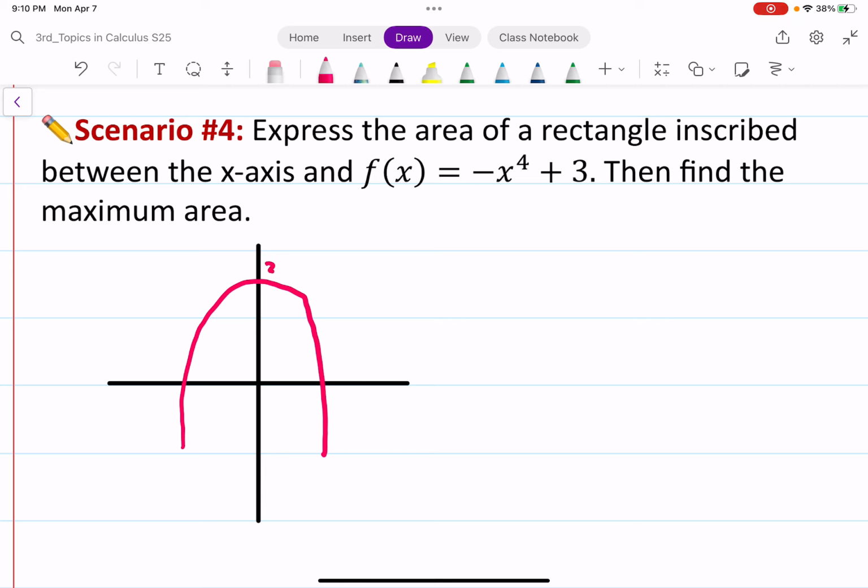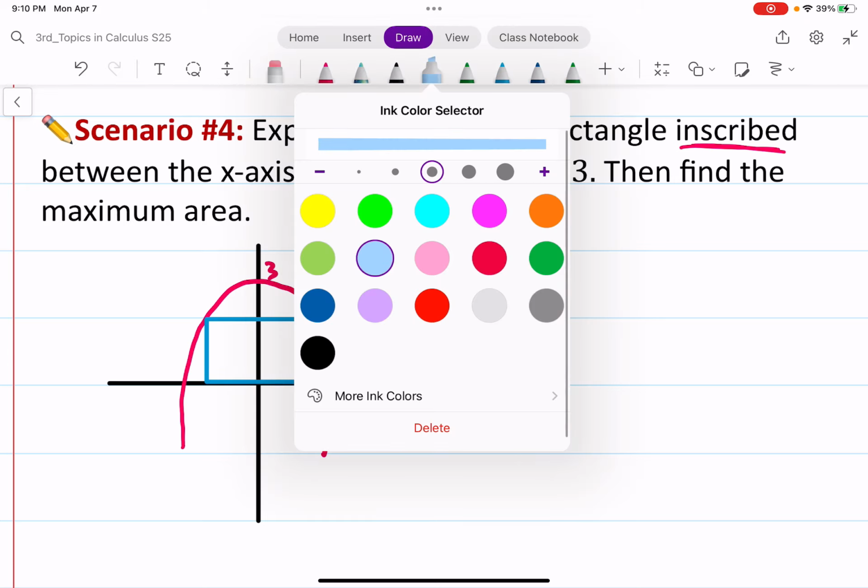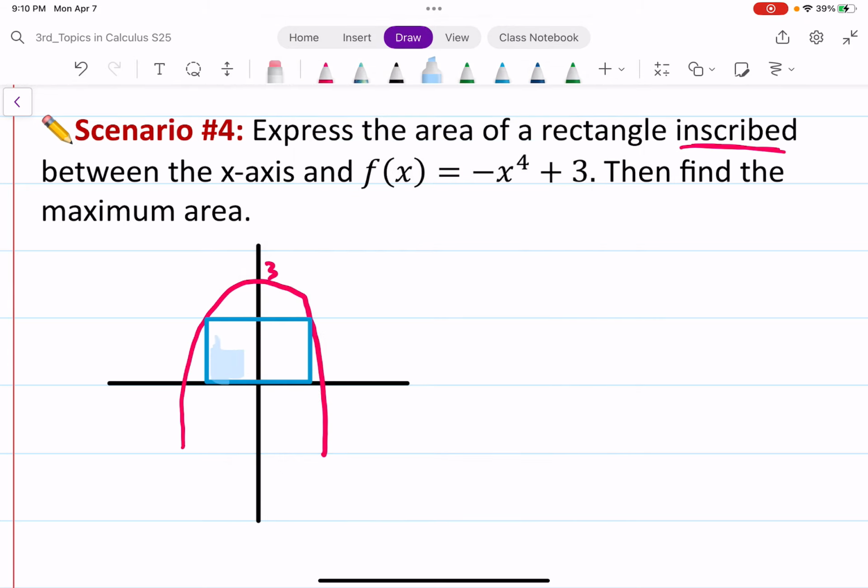That goes up to 3, and it's got to be negative. Okay. And it says express the area of a rectangle that's inscribed between the x-axis and that formula. Okay. Well, if I'm creating a rectangle that is inscribed between this formula and the x-axis, that would be like boom, boom. That is what it means to be inscribed inside something like that. The corners are on the curve, okay?